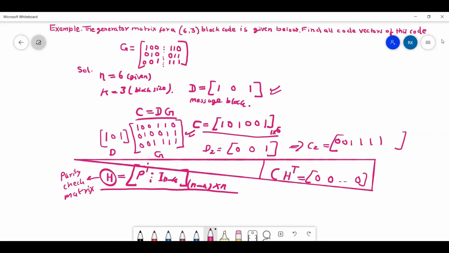This has to be true to verify that C is indeed generated using the generator matrix G.